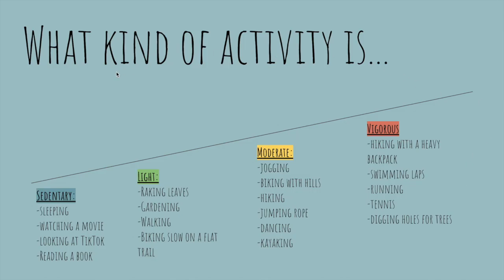And here are a couple examples of the different types of activity as far as how hard it is. If you see this line that's kind of going up at an angle, that is kind of synonymous with your heart rate. So if you think about sedentary, those are things like sleeping, watching a movie, looking at TikTok, or reading a book. These are things where our heart is not beating very fast. We're usually sitting or laying down, and our body's not really active.